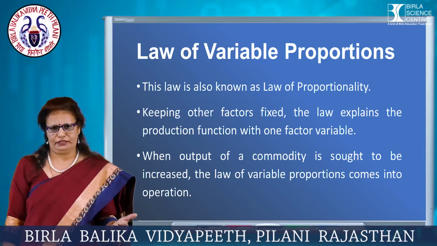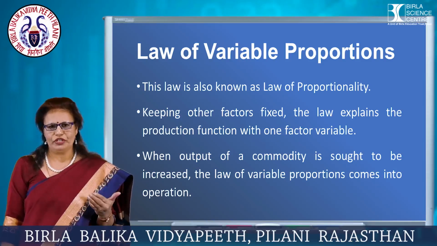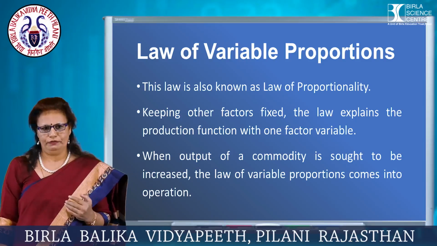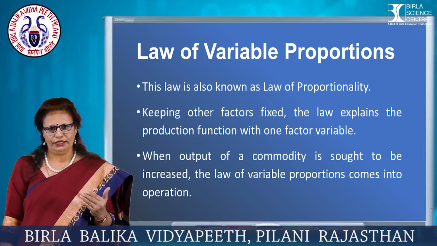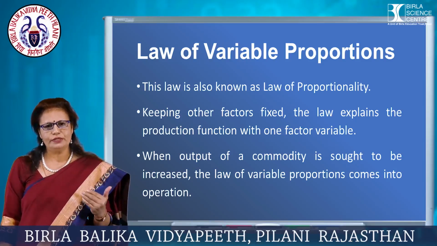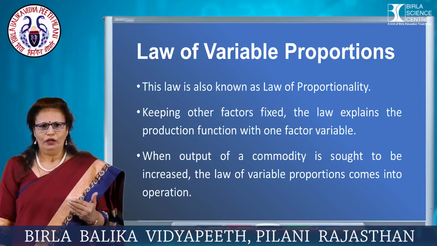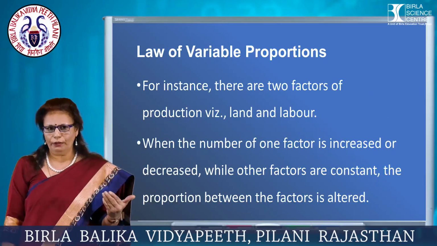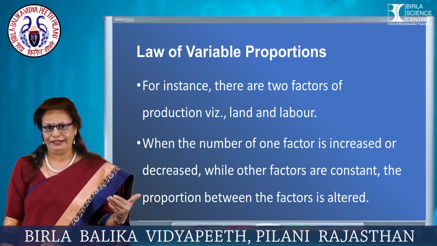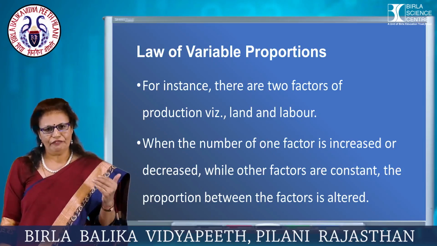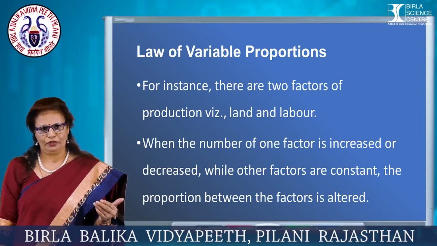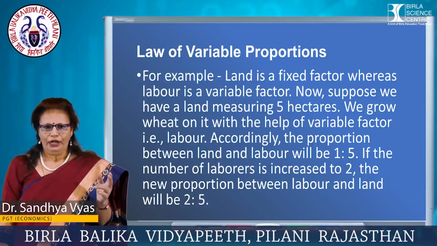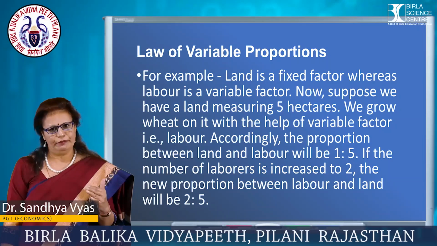Keeping other factors fixed, the law explains production function with one factor variable. When output of a commodity is sought to be increased, the law of variable proportions comes into operation. For instance, there are two factors of production, land and labor. When the number of one factor is increased or decreased, while other factors are kept constant, the proportion between the factors is altered. For example, we take land as a fixed factor whereas labor is a variable factor.